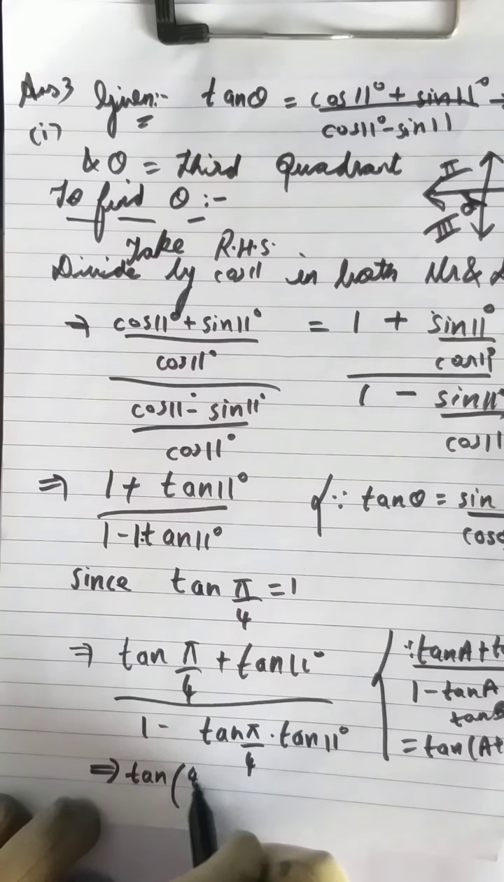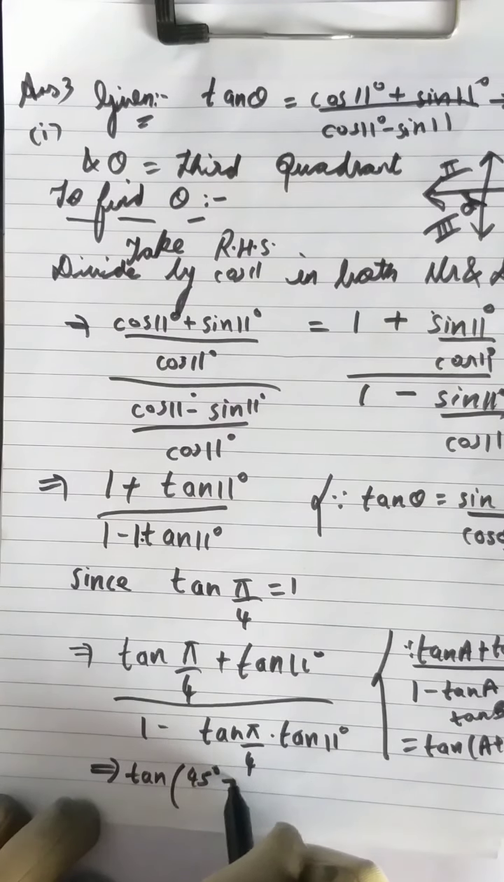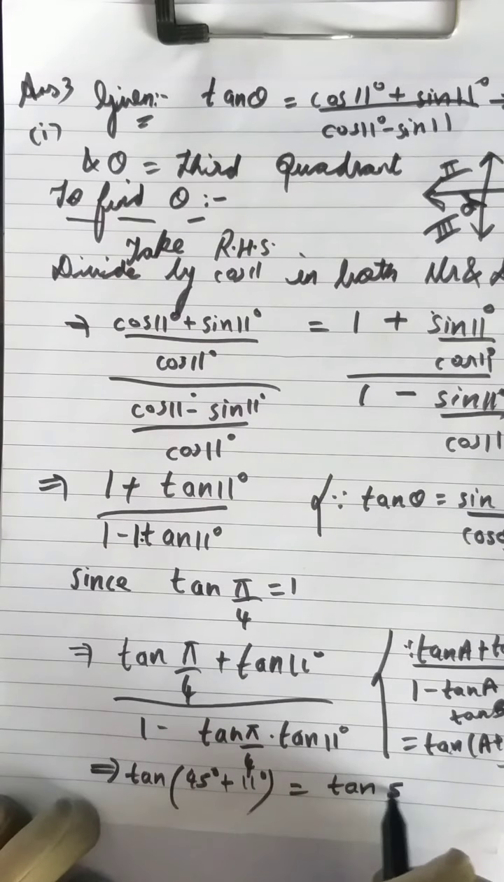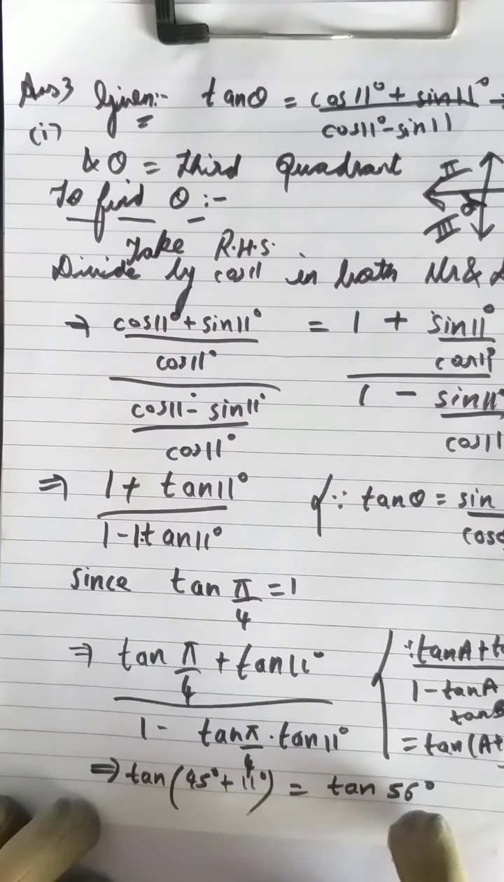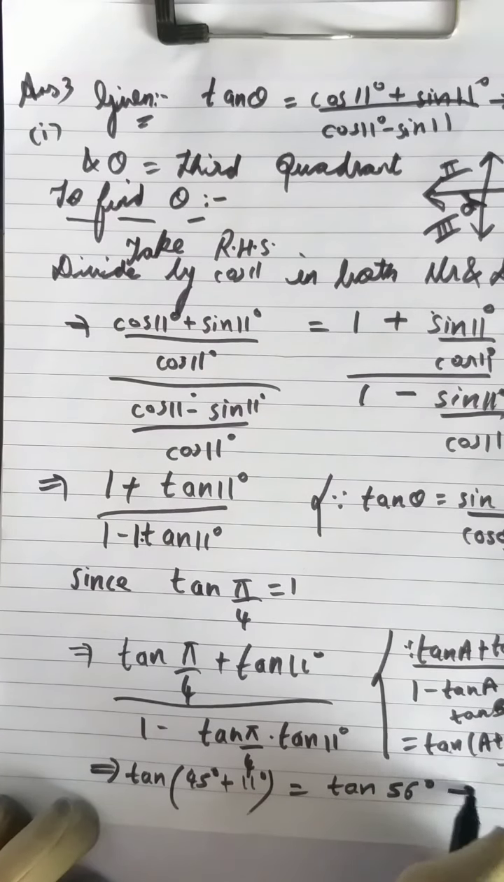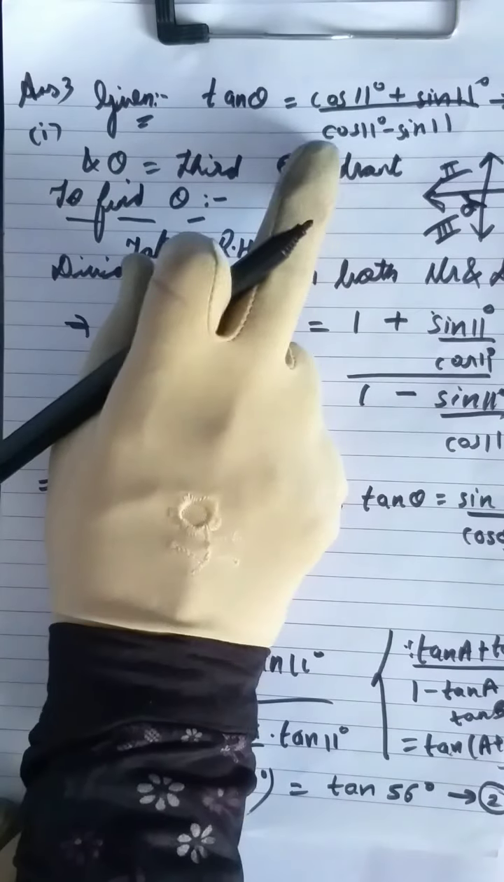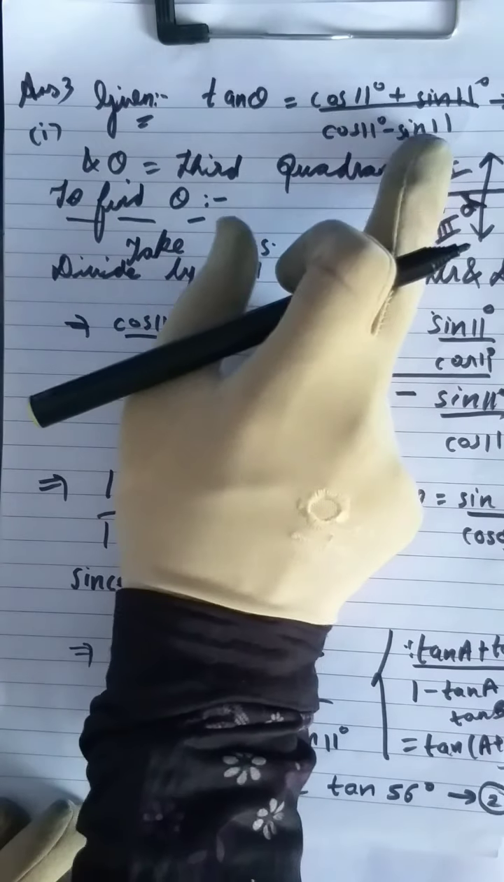What is pi by 4? Pi by 4 is 45, right? So with 11, that is the tan(A plus B) form, right? So 45 plus 11 is 56. So we got tan 56 as our answer. This is our second equation. How did this tan 56 come? This tan 56 came from (cos 11 plus sin 11) by (cos 11 minus sin 11).